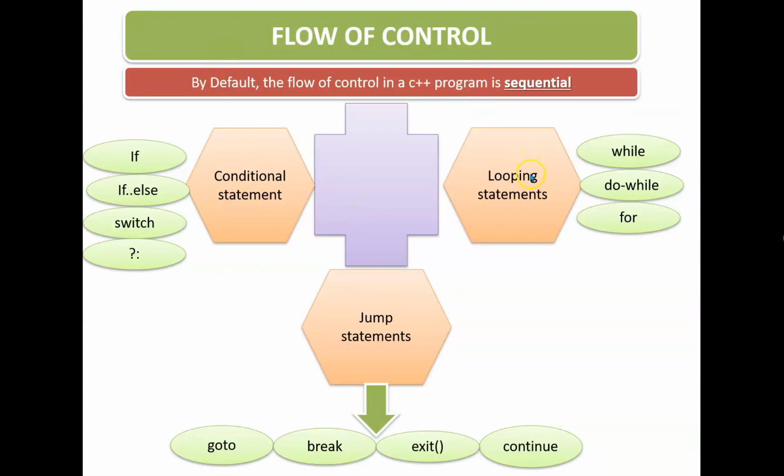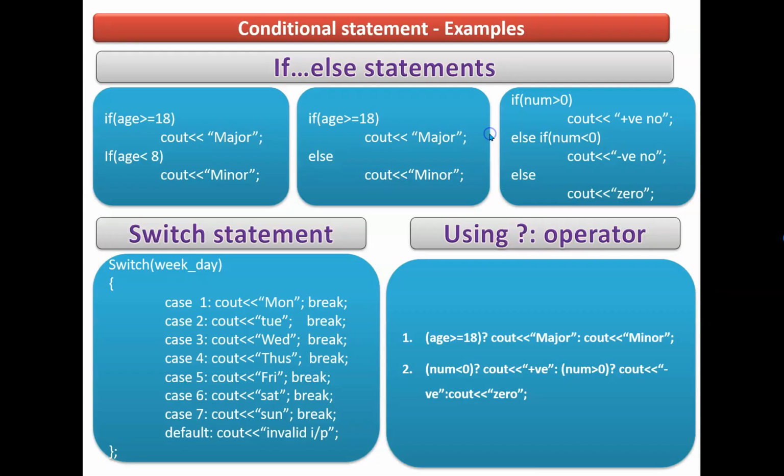So flow of control. By default, flow of control in a program is sequential, first step to last step, but we have some ways to alter it. We have if else, switch, the ternary operator, and we have while, do while, and for in terms of loops. We have break and exit and continue. Goto is listed here, but I'm going to pretend I didn't see it.